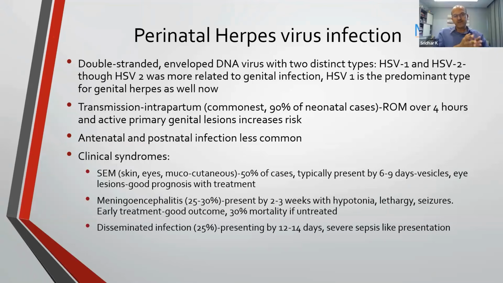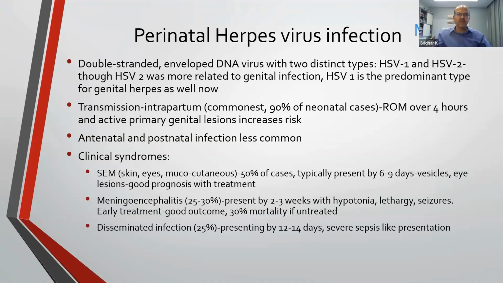The clinical syndromes, we have 3 types. The skin, eye, and mucocutaneous, which has the best prognosis. It's commonest, in 50% of the cases. So you have a high index of suspicion if you see vesicular lesions in the newborn period. It's localized sometimes or more generalized, and the baby may have a sepsis-like presentation as well.